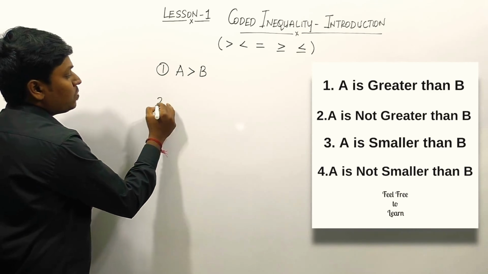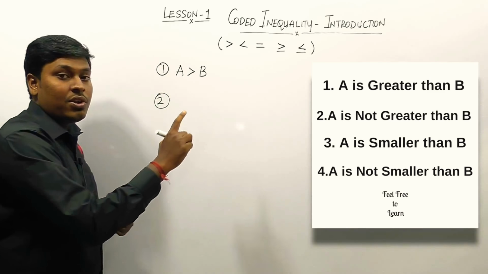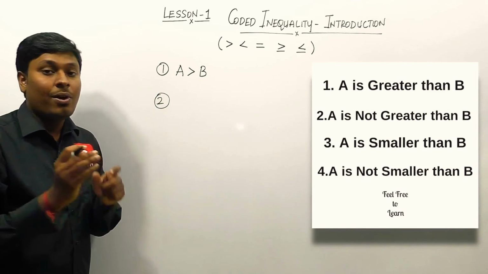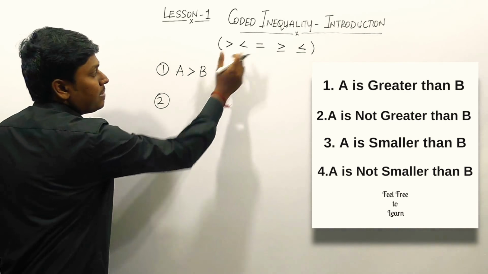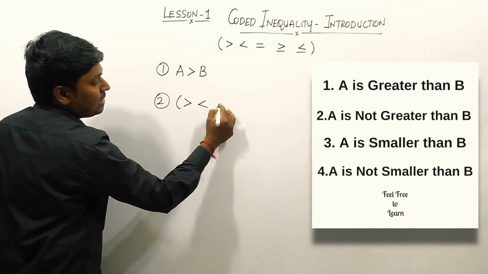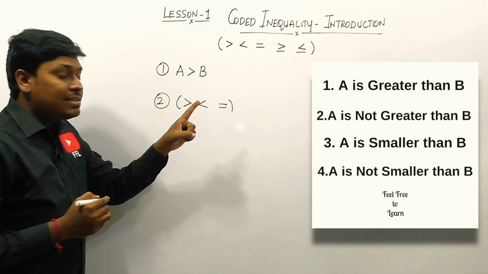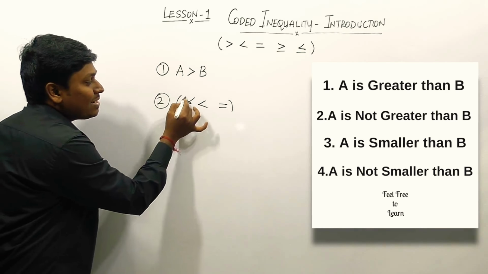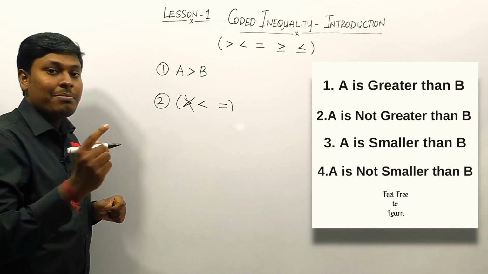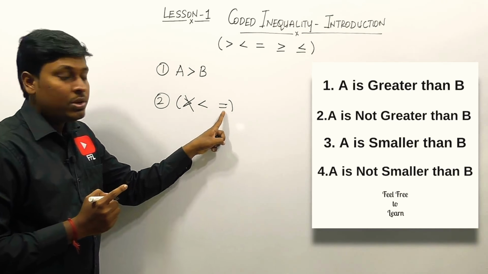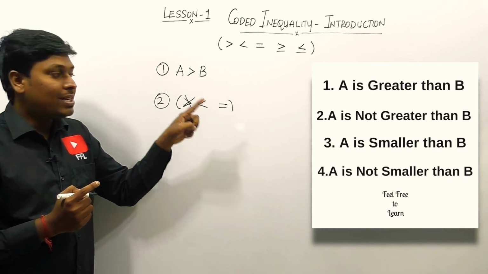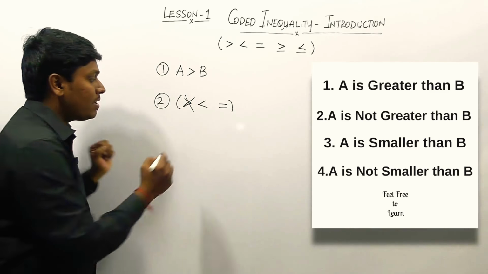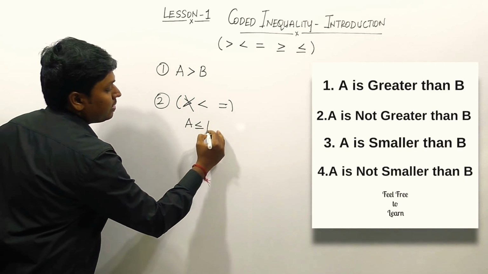Question number 2, listen carefully. A is not greater than B. We already know that the 3 major symbols are greater than, less than, and equal to. Here the condition says A is not greater than, so we should eliminate the greater than symbol alone. The remaining symbols are less than and equal to. So the answer for condition number 2, A is not greater than B, is A less than or equal to B. Friends, got it?